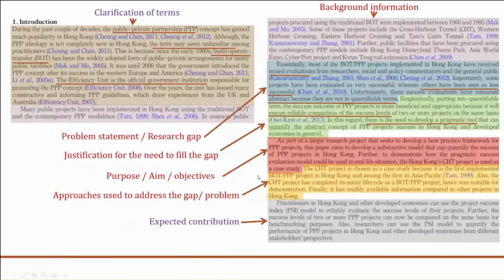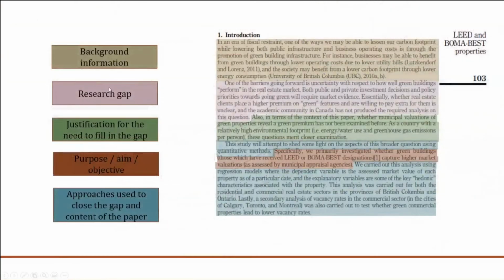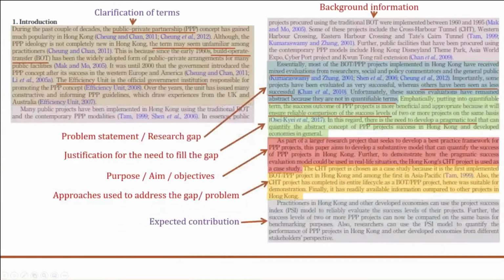So the same thing, all this information, background information, research gap, justification, is also there for a slightly longer introduction. You still need to have background. You still need to have problem statement. You still need to have justification, purpose, and approach. But in this case, they add on clarification of the terms.